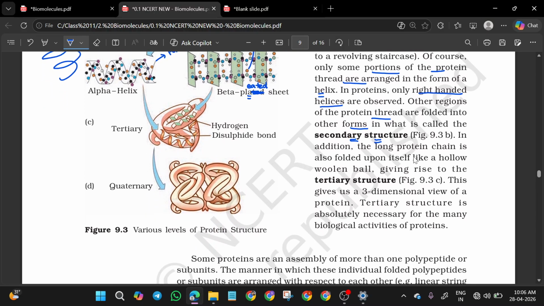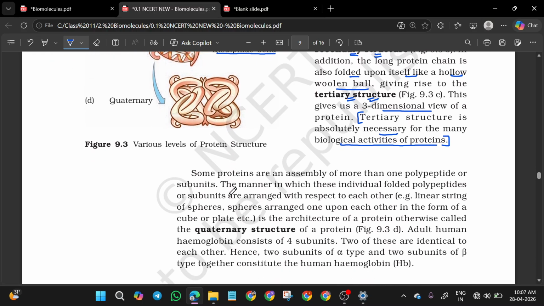Then in addition the long protein chain is also folded upon itself like a hollow woolen ball. That is a tertiary structure. இந்த மாதிரி hollow woolen ball மாதிரி இது வந்து நமக்கு இருக்கும். In addition to peptide bond எல்லாத்துலயும் இருக்கும். அதான் basic. In addition to that we will be having hydrogen bond, disulfide bond. These things are present. That is, this gives a 3-dimensional view. This is absolutely necessary for many biological activities of the protein. Activity பண்ணனும்னா அதுக்கு என்ன structure வேணும்னா tertiary.